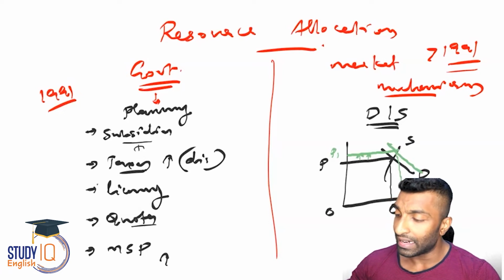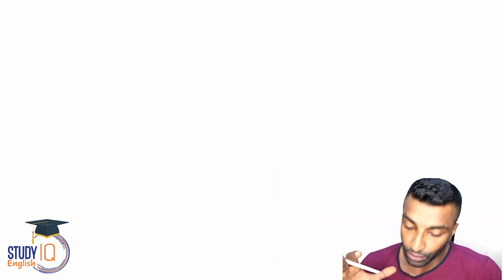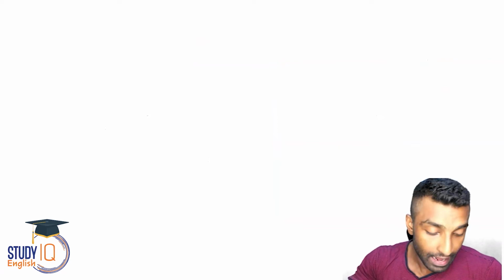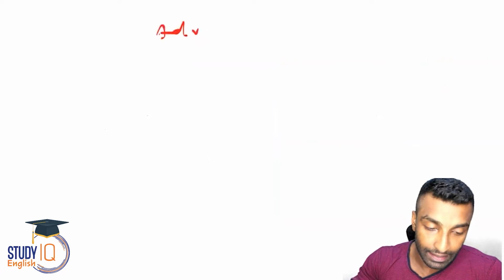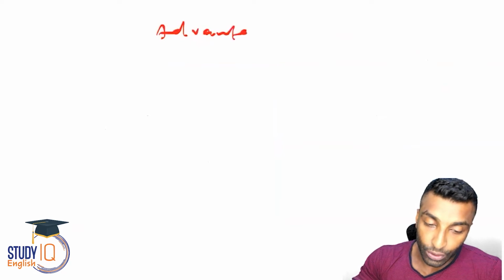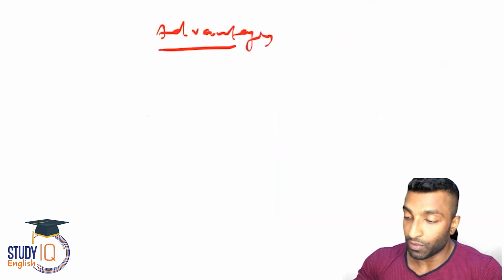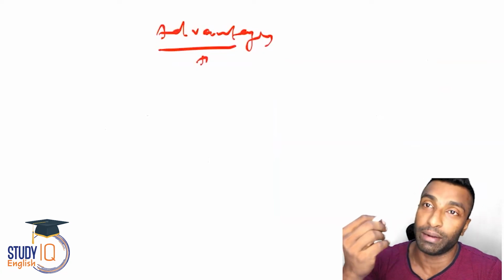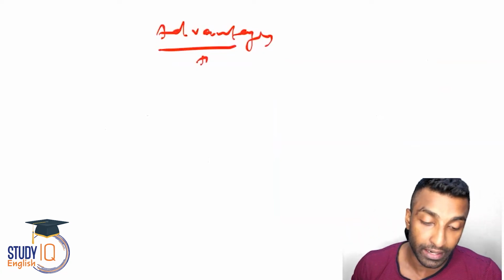Now, what are the advantages and disadvantages? So let's look into that also. What I'll do is I'll not be writing here. I'll just tell you, you can write that. Resource allocation by market mechanism. What are the advantages? Just take down some points, guys, in case you're getting a question in mains, you should be in a position to write.